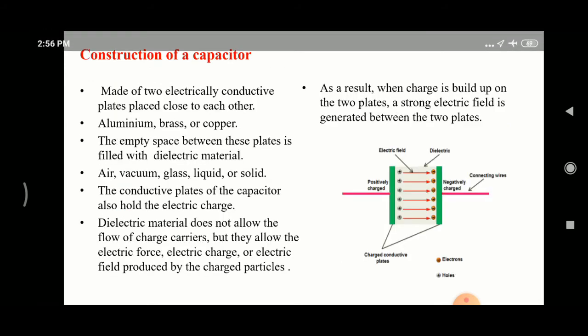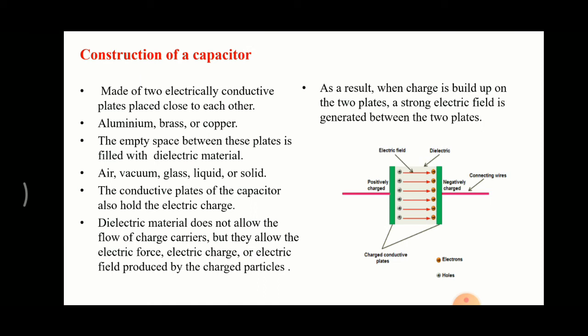Now, the construction of a capacitor. From this figure we can see how the construction of this capacitor is. The basic construction of all capacitors is similar, and it is very simple. It is made up of two electrically conductive plates placed close to each other. In this figure, in green color, there are two electrically conductive plates. These plates are constructed using aluminum, brass, or copper. These materials are used for the construction of the conductive plates.